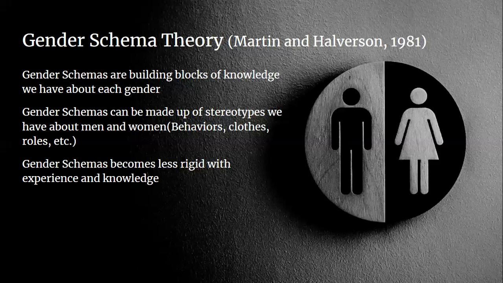By those stereotypes around that kid, gender schemas can be made. They will have this idea that, as per my society, man acts this way, and as per the society, women act this way. Examples are behaviors, clothing, roles, etc. So gender schemas become less rigid with experience and knowledge.